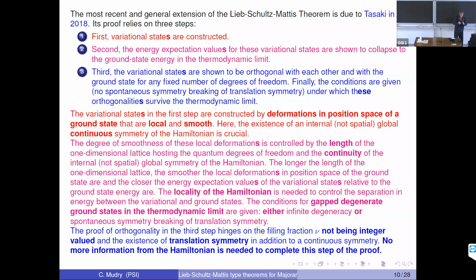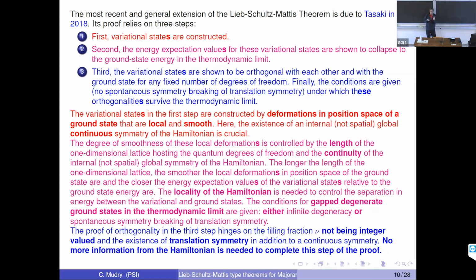So now you can control smoothness and the closeness of this variational state to the ground state, as measured by the energy expectation value. Now, when you estimate the energy of this variational state, you have a Hamiltonian and you want to look at the expectation value in this variational state. And then you have to bound this expectation value somehow.